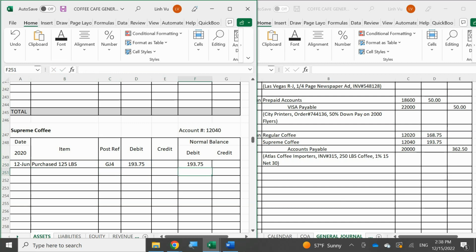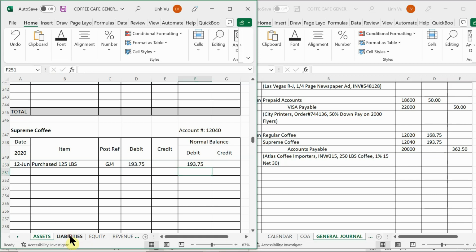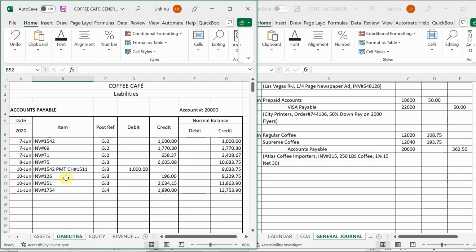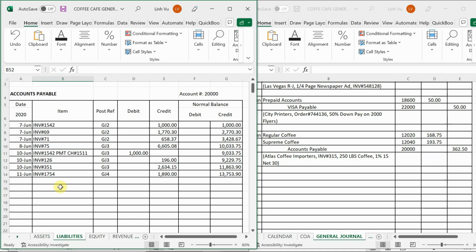So now that I have my coffees in there, I can go ahead and proceed to my accounts payable, right? Because I decided I'm not going to pay it now. I'm going to hold off because they give me a whole 30 days to pay it off. So I'm going to go ahead and take advantage of that.